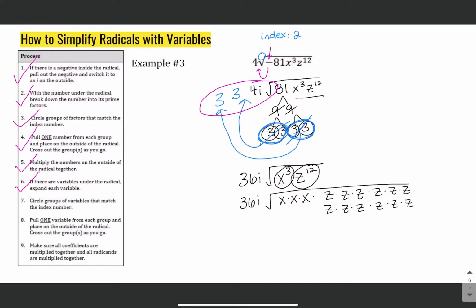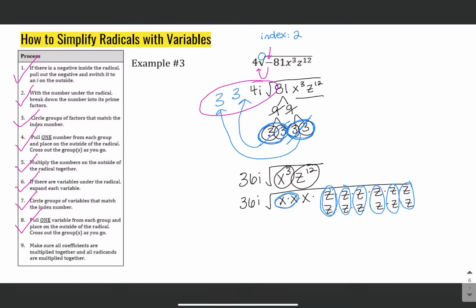Step 7 says circle groups of variables that match the index number. So again, my index is 2, so I'm looking for groups of 2. Well, I've got 2 x's. I've got two z's, two z's, two z's, two z's. Oh look, two z's and two z's. All right, step 8. Pull one variable from each group and place it on the outside.